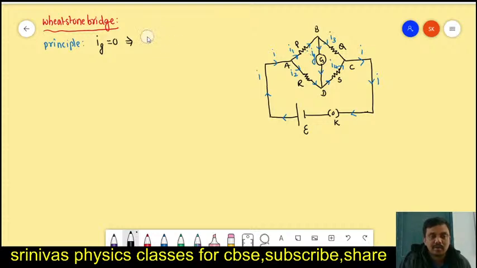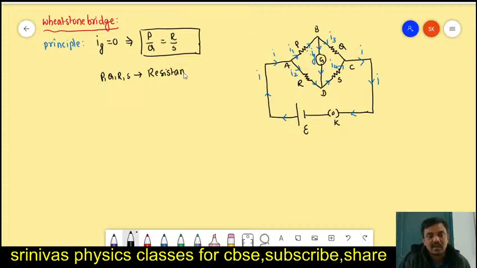Then P by Q equal to R by S we will write. P by Q is equal to R by S when current through the galvanometer is zero. This is the Wheatstone bridge principle, right? Then what is PQRS? PQRS are the resistances of four resistors which are connected to form a bridge. Right? And now let us start its proof.